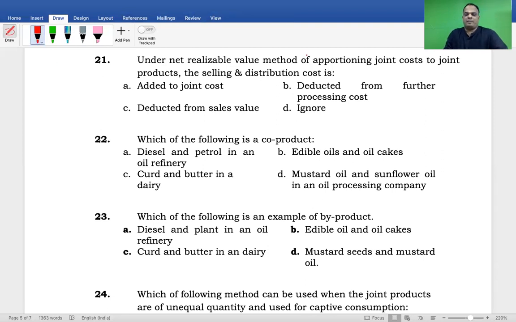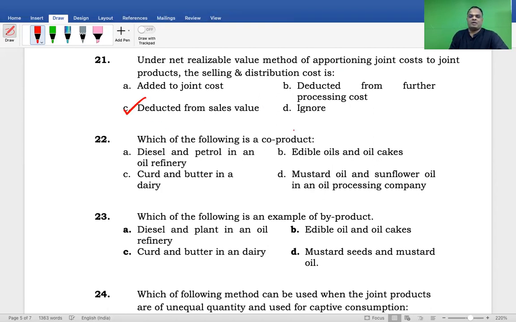Under the net realizable value method of apportionment of joint cost to the joint product, the selling and distribution cost is dash: adjusted to the joint cost, deducted from the further processing cost, deducted from the sales value, or ignored. Deduct from sales value. From sales value, you have to deduct. Yes, C is the correct answer.